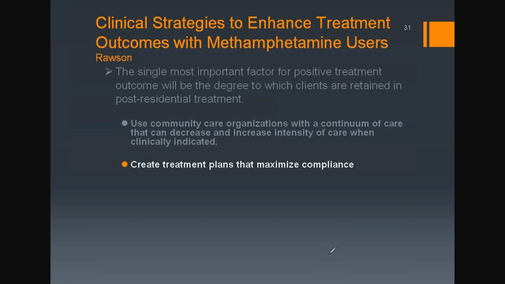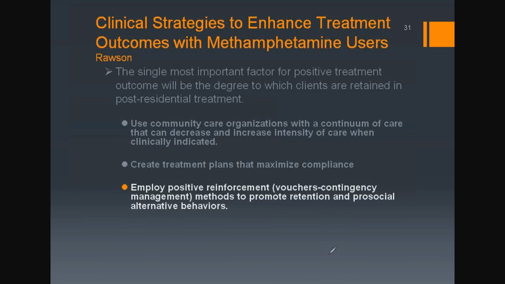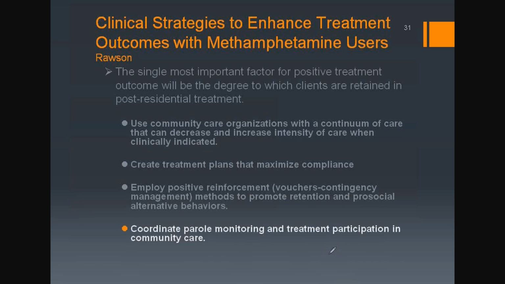Create treatment plans that maximize compliance by addressing clients where they're at through full assessments, which tell us what their risk factors are, and what the appropriate modality and interventions will be for them. Employ positive reinforcement. Remember, positive reinforcement promotes pathways in the brain significantly more effectively than negative reinforcement. We know positive reinforcement works better, but we're very stingy with it, right? So remember that. It's the basis of contingency management. It's an evidence-based practice. Coordinate parole monitoring and treatment participation in community care. Make mental health care available. And last but not least, involve family and community care services. And you can see how these can be utilized for other substances just as well.